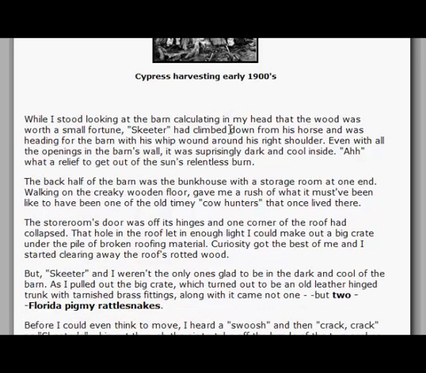While I stood looking at the barn, calculating in my head that the wood was worth a small fortune, Skeeter had climbed down from the horse and was heading at the barn with his whip on his shoulder. Even the opening of the barn was dark and cool. Ah, what a relief! The back half of the barn was the bunkhouse with a storage room at the end. The storeroom door was off its hinges, one corner of the roof.